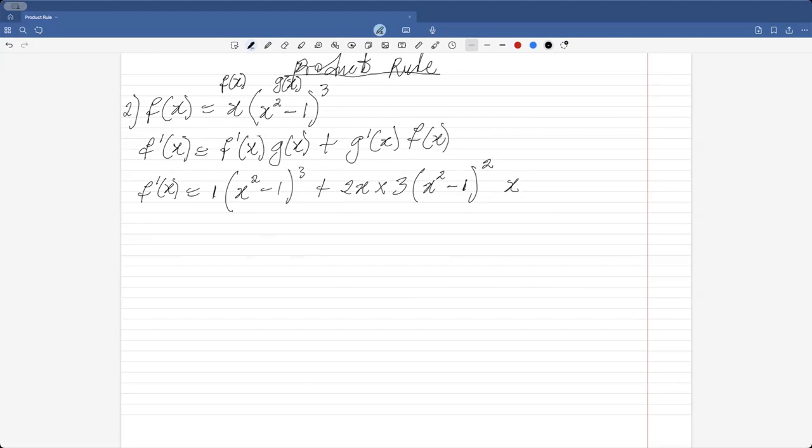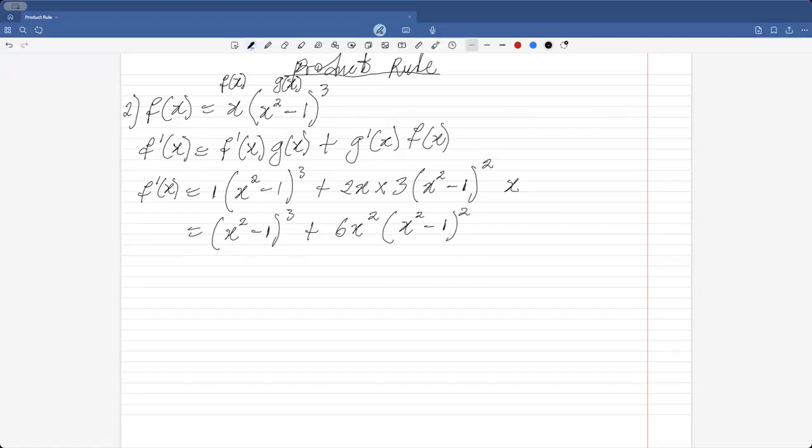So we can simplify things by saying 1 multiplied by the whole of this function will give us nothing but (x squared minus 1) to the power of 3, plus we have 6x squared (x squared minus 1) all to the power of 2.